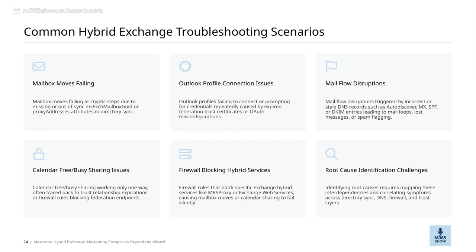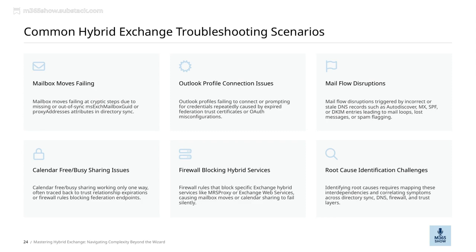Next, calendar free/busy sharing can sometimes only work in one direction. This often points to trust relationship issues or firewall rules that block federation endpoints. Recognizing this pattern helps narrow down the root cause faster. Mail flow disruptions are another common challenge. Incorrect or stale DNS records, like AutoDiscover, MX, SPF, or DKIM, can cause mail loops, lost messages, or spam flagging. Ensuring DNS records are accurate and up-to-date is key to maintaining smooth mail flow.